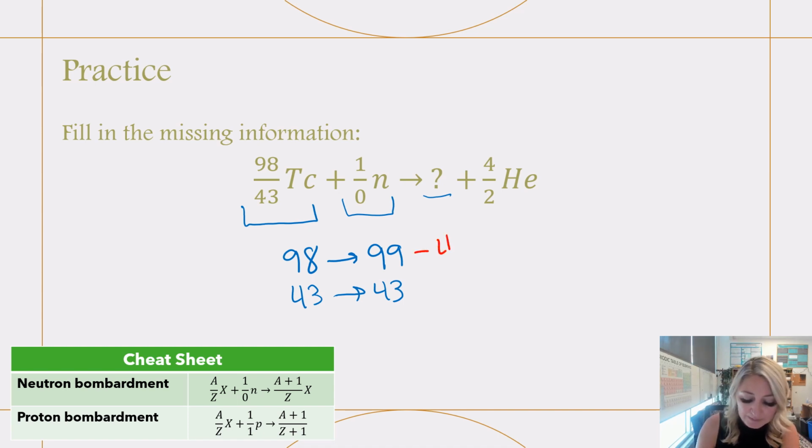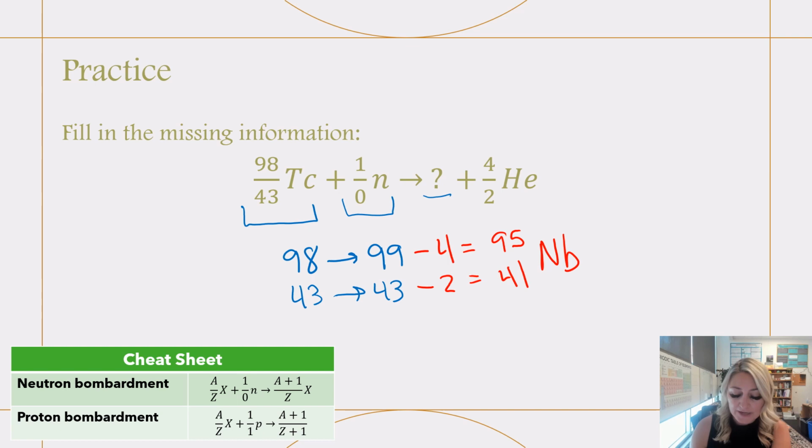So 99 minus 4 is 95. 43 minus 2 is 41. So this tells me atomic number 41 is niobium. Niobium-95 is our missing species.